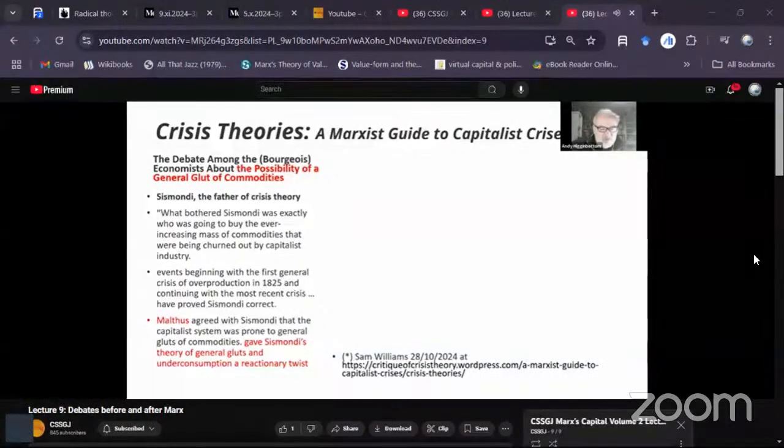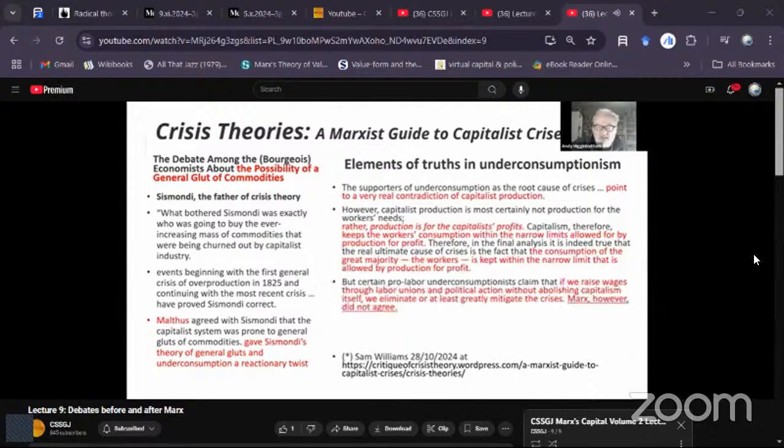And again, I'm not going to read it all out, but you can see he's making exactly the point that I would make, that Malthus is able to take Sismondi's crisis theory, which is underconsumption, and give it a reactionary twist. What I like about what Sam says is that there's also an element of truth to underconsumption's position. Marx does not deny, on the contrary, he recognizes that under the capitalist system, workers don't get to consume enough to have a decent standard of living, particularly in his time, when you talk about British workers. But the issue is, why is that the case? And this is the repositioning of the problem by Marx.